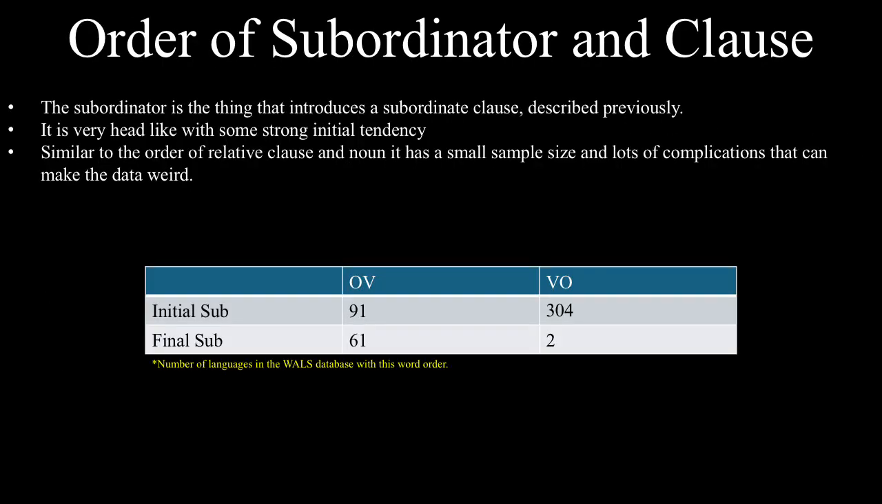It is also noteworthy that these subordinating adverbs and conjunctions are also influenced by head directionality in terms of where they appear, with the subordinating adverb being head-like and strongly initial trending.